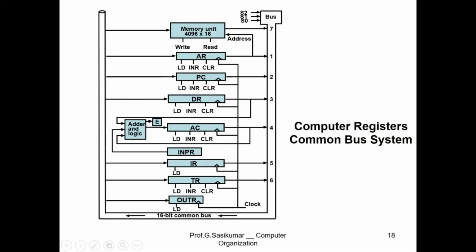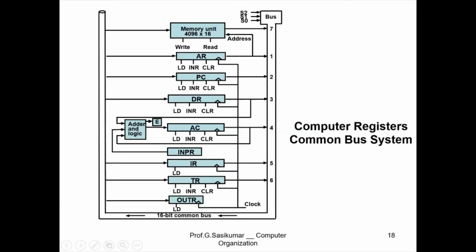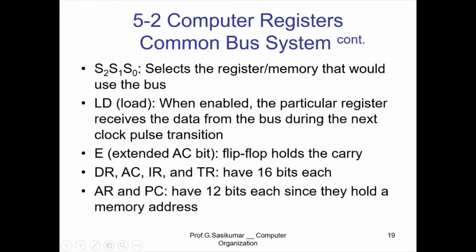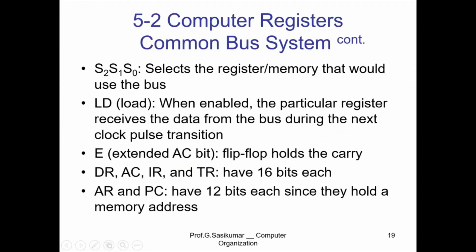Then we have S0, S1 and S2. What is the purpose of the selector? It selects either the register or memory which uses the bus. That is the ultimate idea behind select. Without select, we cannot identify which data or information will be selected for storing, reading, or writing into the register. Another concept is called load. It loads the data into the register on each and every clock pulse.